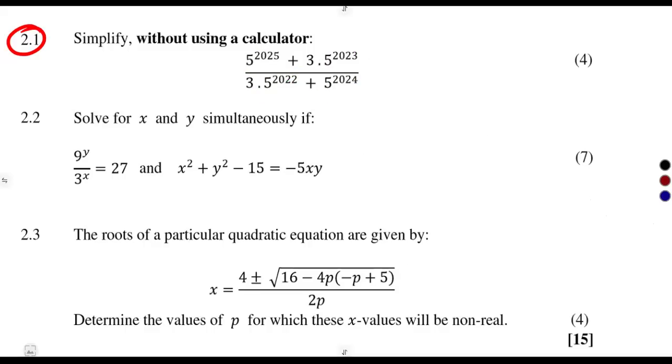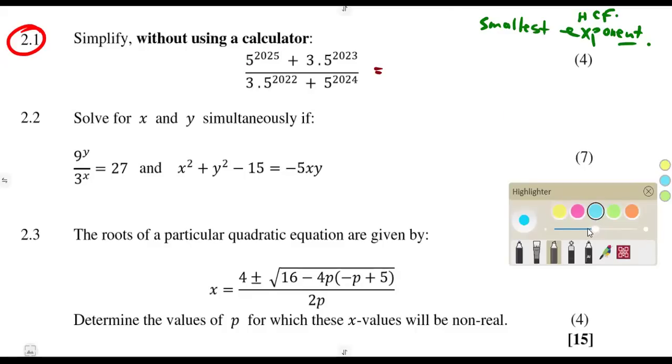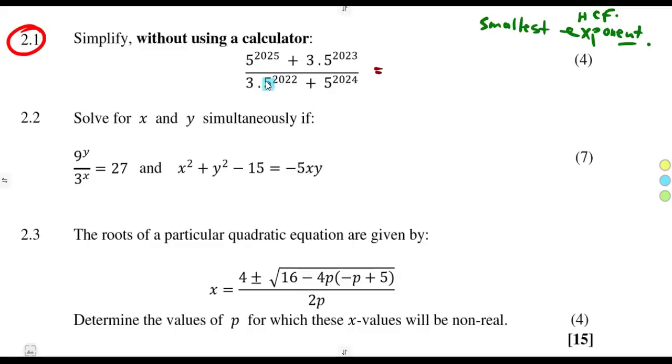Remember, it is the one that has got the least or the smallest exponent. We need the one that has got the least or the smallest exponent to be our highest common factor. So that is 5 to the exponent of 2022. So this is our highest common factor. So we are going to try by all means to rewrite these in terms of that 5 to the exponent of 2022, because it is our reference now. This is like a reference value for us to use our highest common factor.